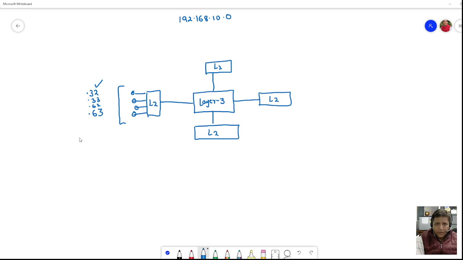Fine. Now let me do one more tweak. The first valid host ID, this IP address .33, let me give to this router interface, or the layer 3 device interface. So here I'll assign the IP address of this interface as .33. Why? Let me explain in a moment. Now suppose this is our second subnet: .64 to .95. The first valid host ID is .65, which I'll assign to this interface.